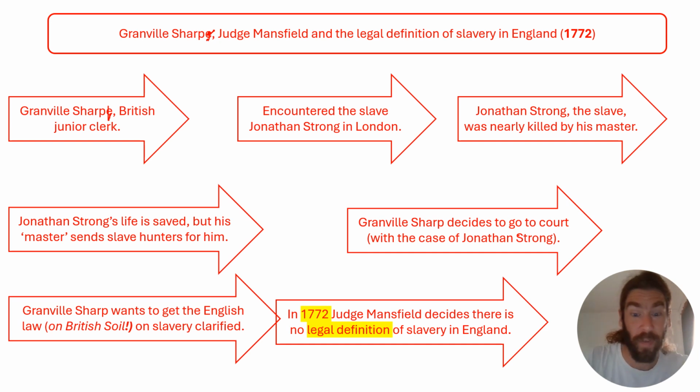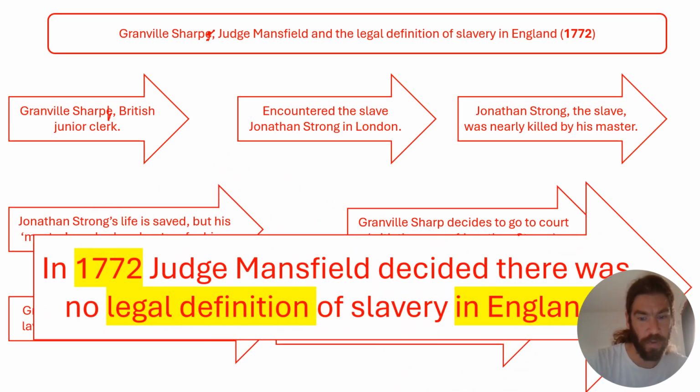And in 1772, Judge Mansfield decides that there is no legal definition of slavery in England. This means that slavery was not legal in England.